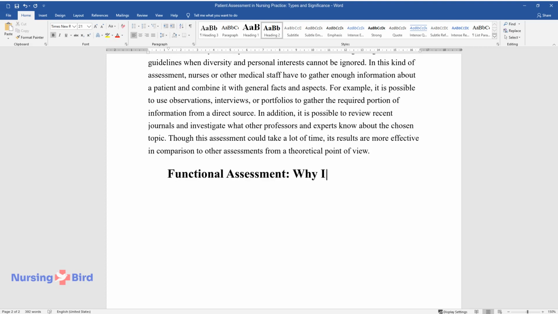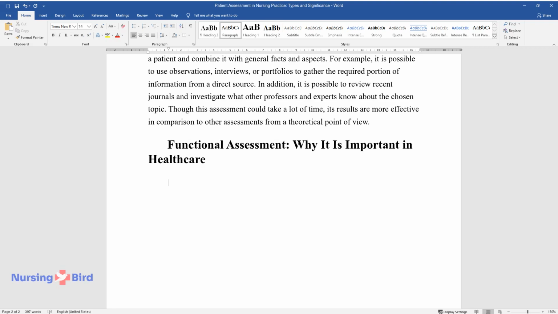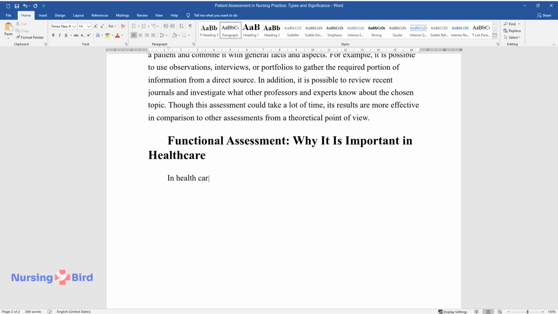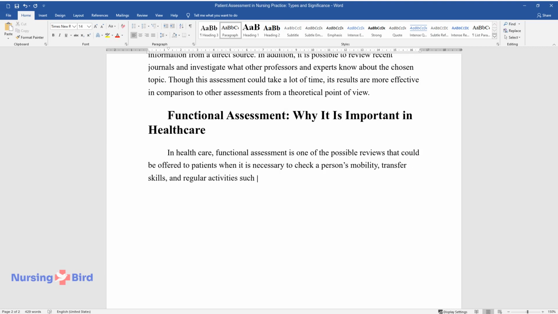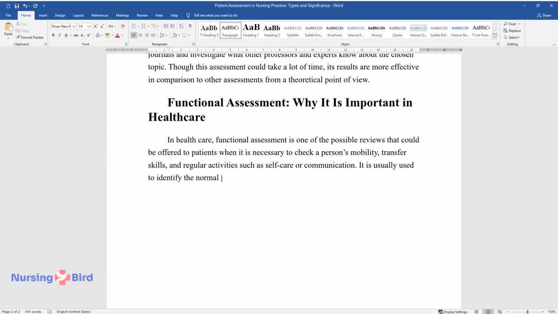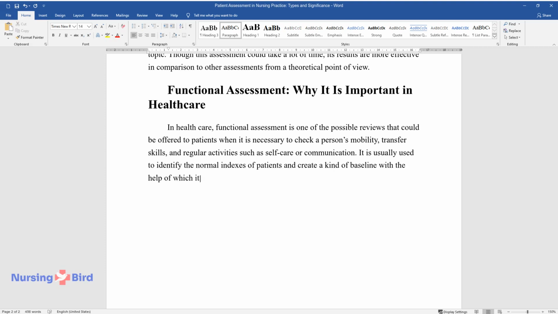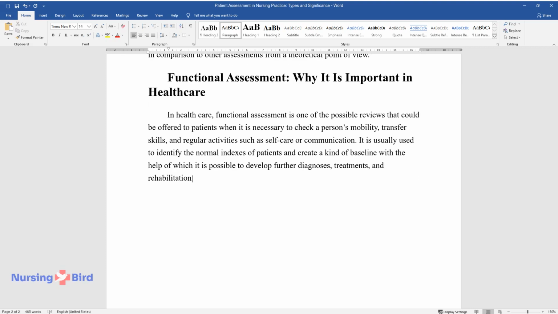Functional assessment, why it is important in healthcare. In healthcare, functional assessment is one of the possible reviews that could be offered to patients when it is necessary to check a person's mobility, transfer skills, and regular activities such as self-care or communication. It is usually used to identify the normal indexes of patients and create a kind of baseline with the help of which it is possible to develop further diagnoses, treatments, and rehabilitation outcomes.